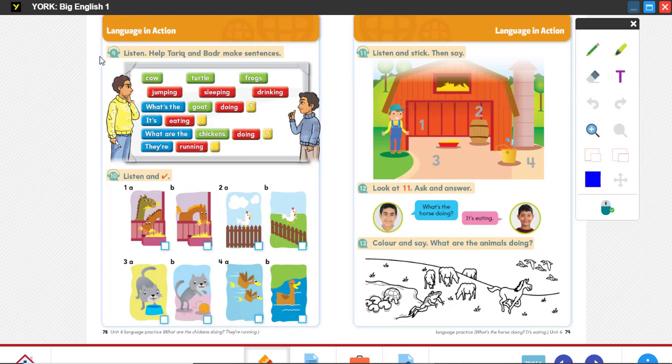And now let's move to question 9. Listen, help Tariq and Badr make sentences.